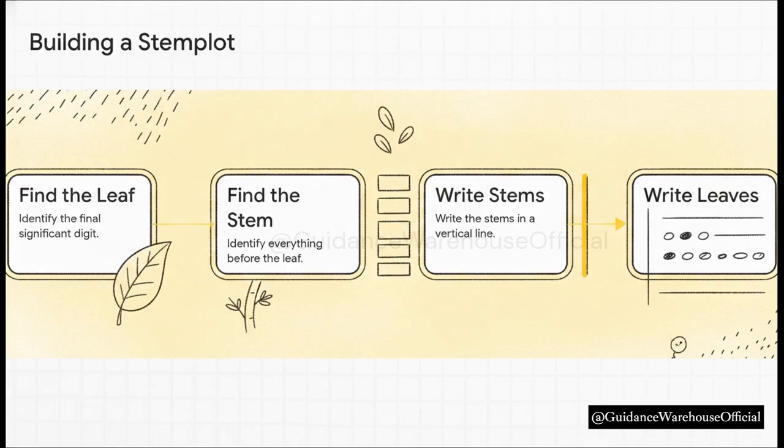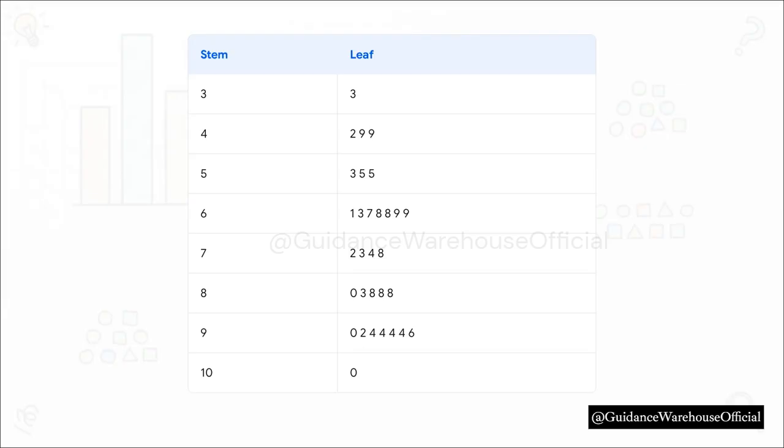You simply write your stems in a vertical line from smallest to largest, draw a straight vertical line to the right of them, and then list your leaves horizontally next to their matching stem. Let's apply that to Professor Dean's messy test scores we saw a minute ago. Notice how beautifully this organizes everything? The stems, ranging from 3 to 10, represent the tens digits, so the 30s, 40s, all the way to 100. The leaves on the right are the individual ones digits of each student's score.